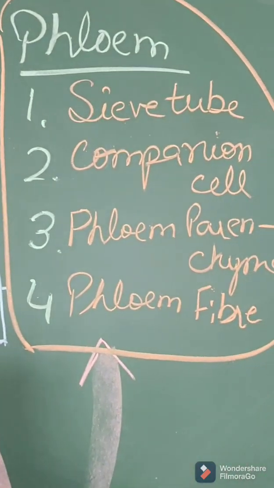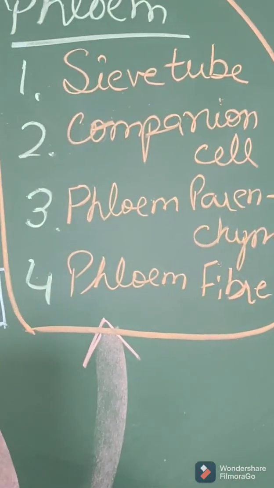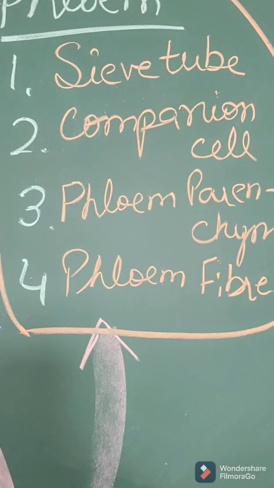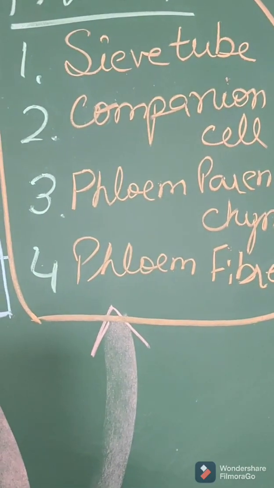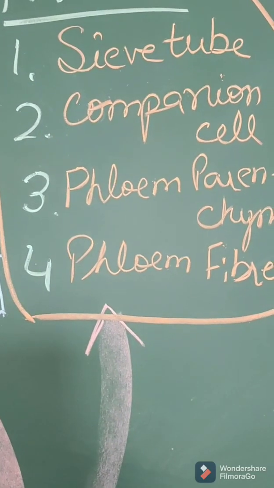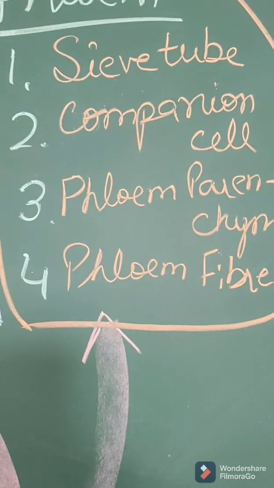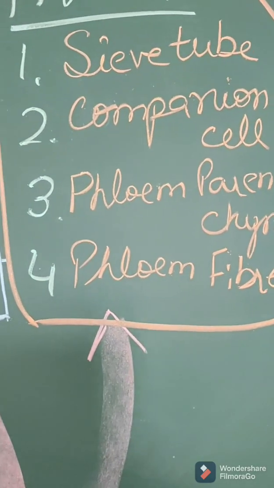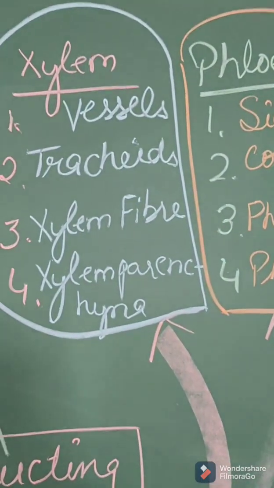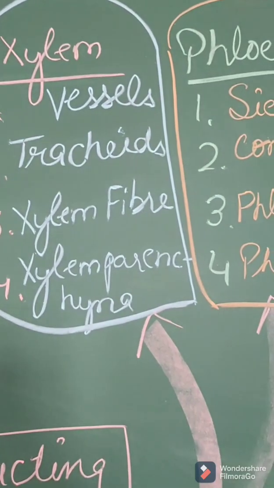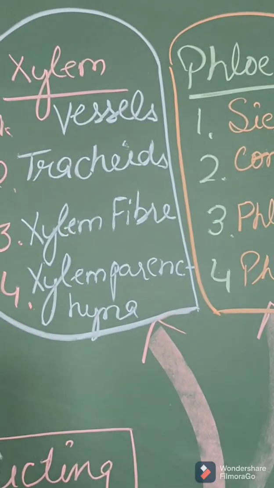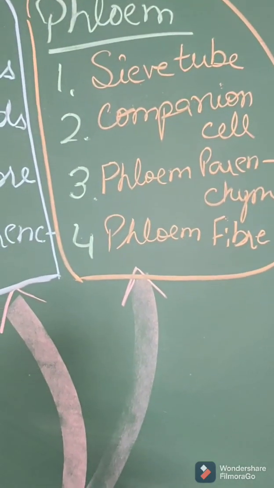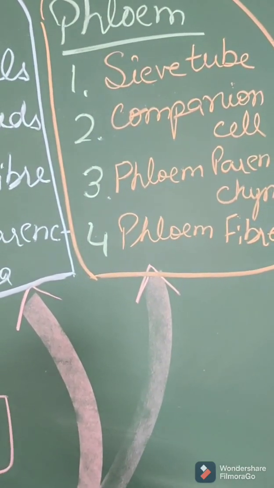Similarly, in phloem tissue, again we have 4 types of cells: sieve tube, companion cell, phloem parenchyma, and phloem fiber. Here, same, all the 4 types of cells work together and they help in the transportation of food, right? From the book, we are going to read in detail the function of vessel, tracheid, fiber and parenchyma, and also sieve tube, companion cell, phloem parenchyma, phloem fiber.